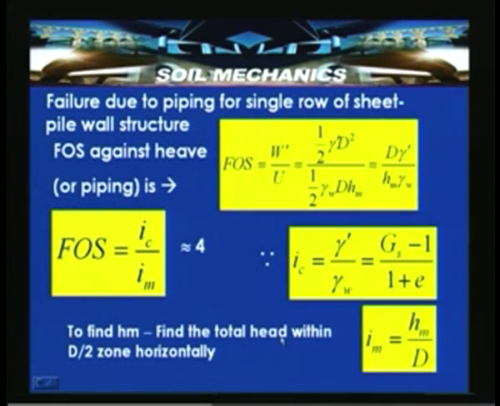Now, if the factor of safety, IC by Im, happens to be approximately 4 to 5, then we can say there is an adequate factor of safety against piping or heaving failure. If this value comes out to be some 2 or so, then we can think that the structure is unsafe against piping or heaving failure. So, to find Hm, that is H suffix m, find the total head within the d by 2 zone horizontally. One point to be noted: to find Hm, find the total head within the d by 2 zone horizontally.